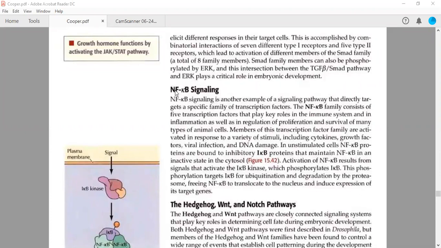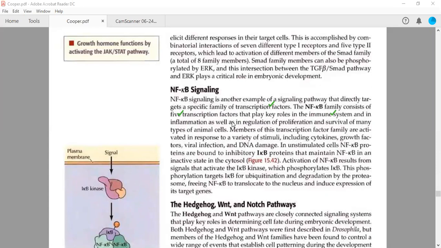Now, the third kind of signaling in today's class is called NF-kappa B signaling. NF-kappa B is actually a transcription factor. This signaling is another example of a signaling pathway that directly targets a specific family of transcription factors. This family consists of 5 transcription factors that play a key role in the immune system. This type of signaling, as I already told you, is happening in the immune system cells, which we will study in detail in our immunology class.